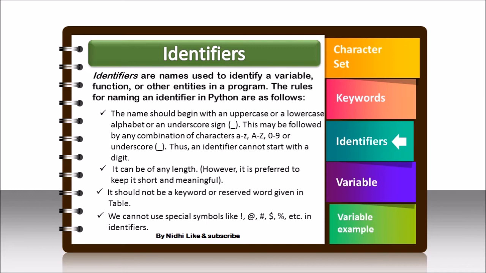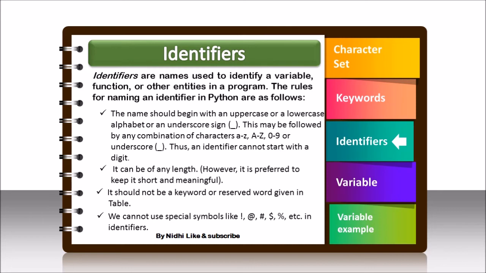Okay, consider identifiers the same as variables that we declare in maths. An identifier should not be a keyword or reserved word given in the table that we saw in the previous window. We also cannot use special symbols like exclamation mark, at the rate, hash, dollar, percentage, etc. in identifiers. These symbols are restricted.